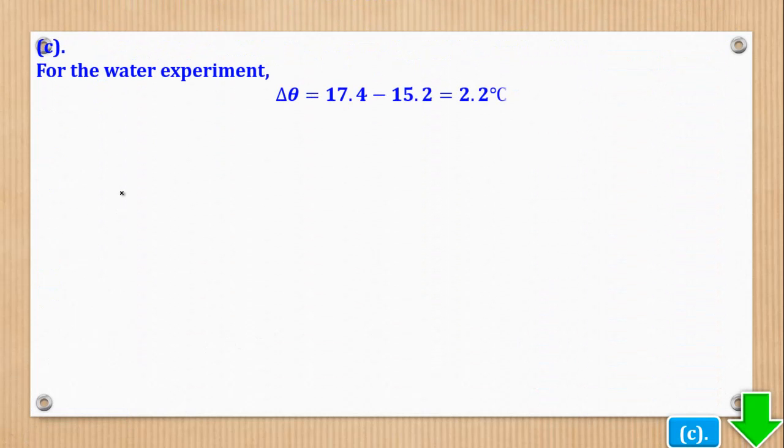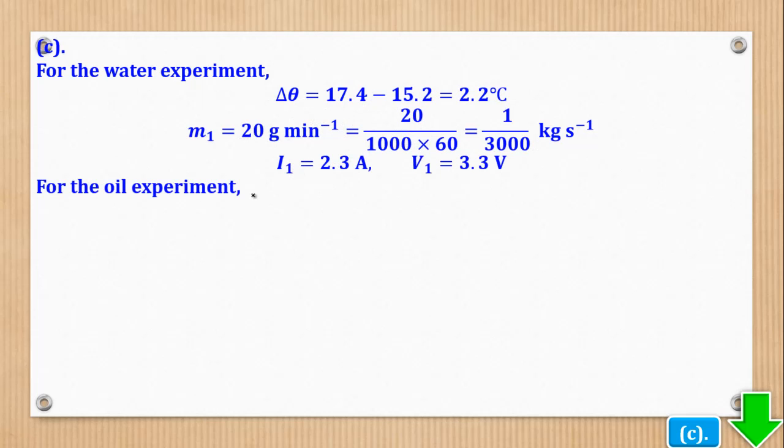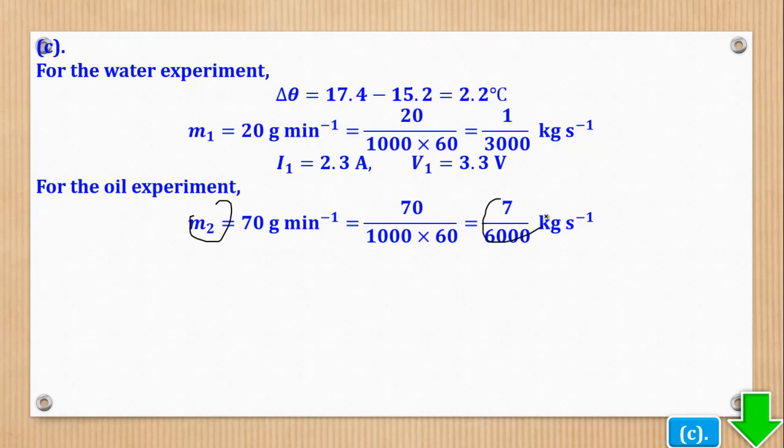So for the water experiment, change in temperature is that. The mass per second is this, but we change it in terms of seconds to give you that, because this was grams, convert to kilograms, minutes converted to seconds, to per second. Current is that, PD is that. Then for the oil experiment, mass per second is this. Current is that, PD is that.